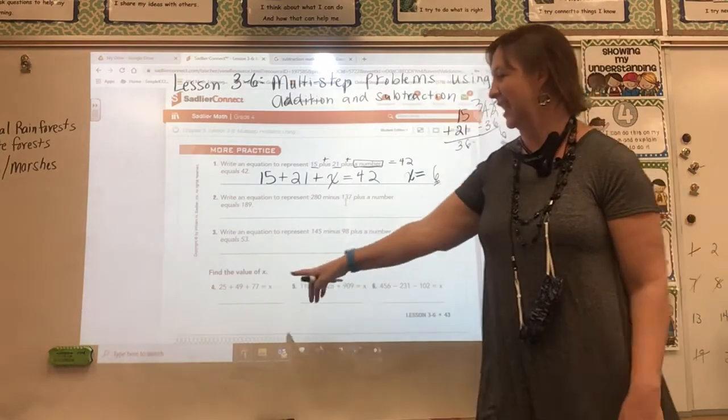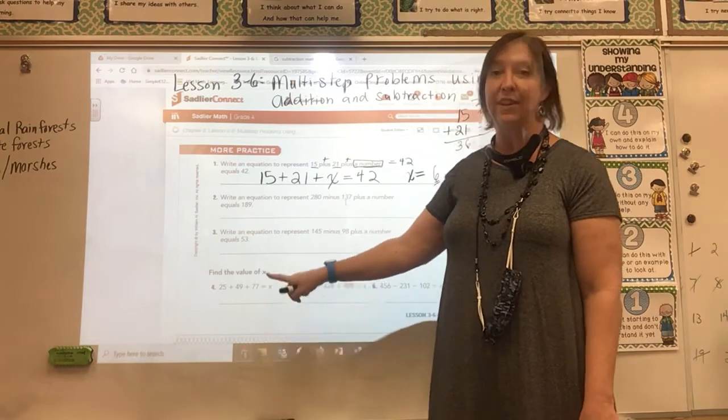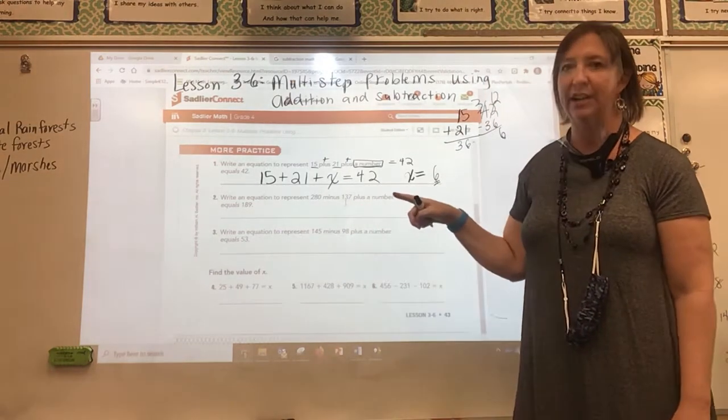And then we're going to go down to find the value, which means solve. When it says find the value, we're going to solve for what the variable is. So let's take a look at the second one. Is everybody ready to go on to number 2?